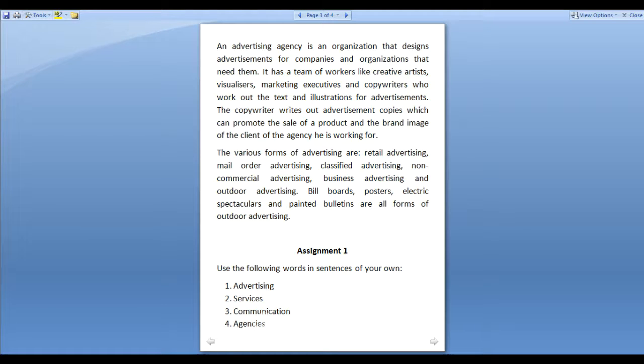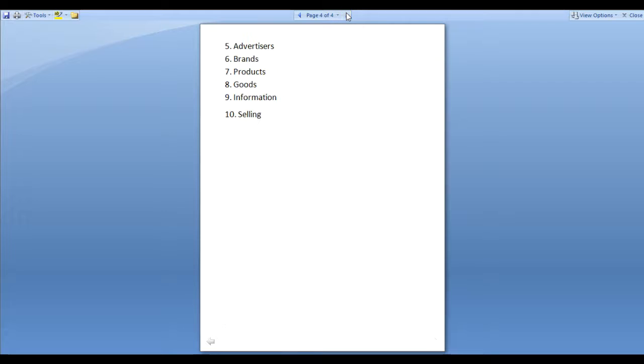Now for our assignment, scholars, we are going to be making short sentences using the following words. Number one, advertising. Number two, services, communication, agencies, advertisers, brands, products, goods, information, and selling.